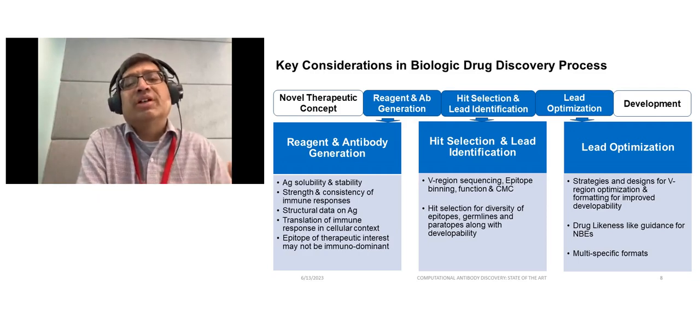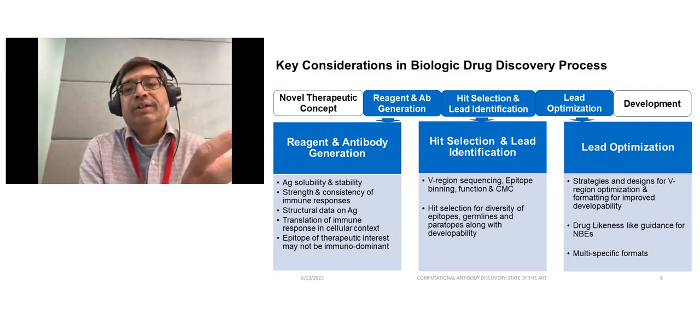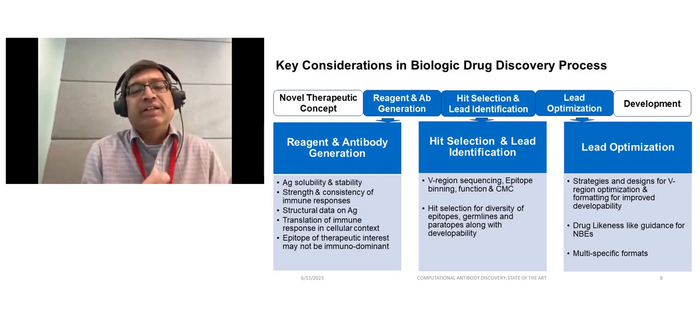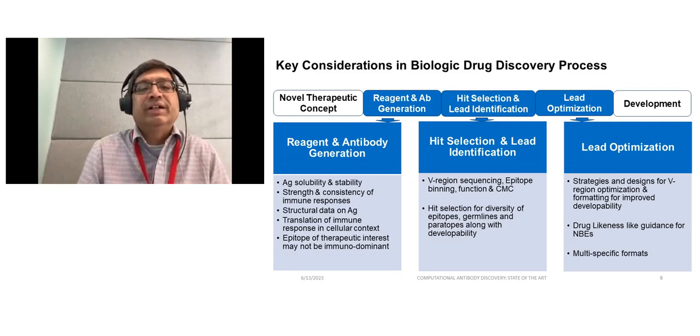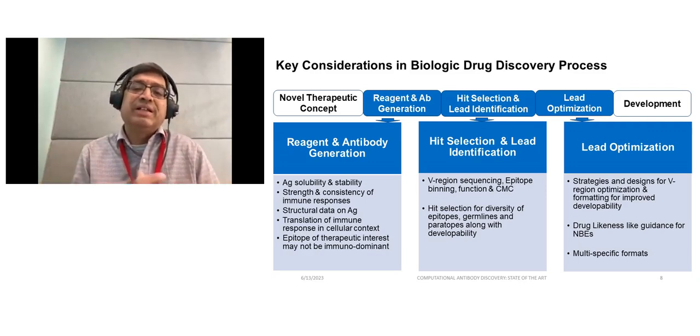When we think about it, how do we do it? What I gave you was a very broad, high-level overview. So how do we do it in reality? For that, we have to consider different stages of the drug discovery process. Essentially, first is the reagent or antigen expression and purification, then generating antibodies against those antigens, selecting antibodies and finding lead candidates, and then eventually optimizing the lead candidates for developability. And there are several considerations at all of these stages.